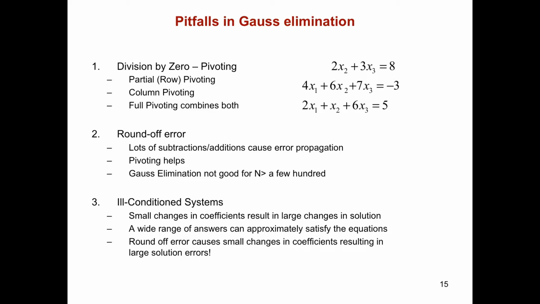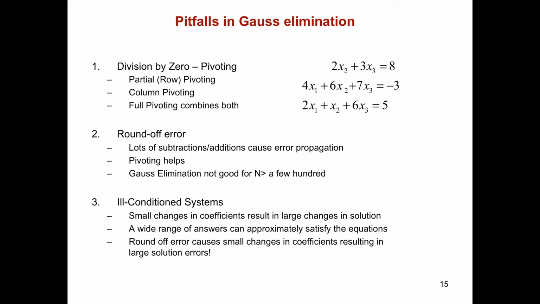Okay? And that can actually affect the solution. So technically, there are other methods to use other than Gaussian elimination when your number of equations is larger than a few hundred. And we will get to those as well. And then there are so-called ill-conditioned systems. I think not in this homework, but in the next homework we will give you some examples.